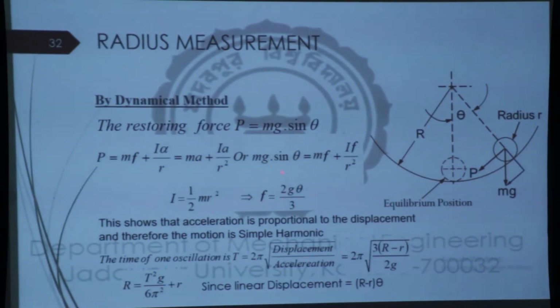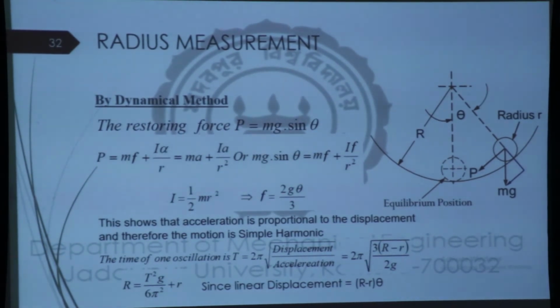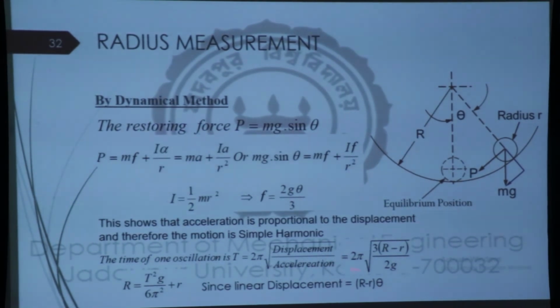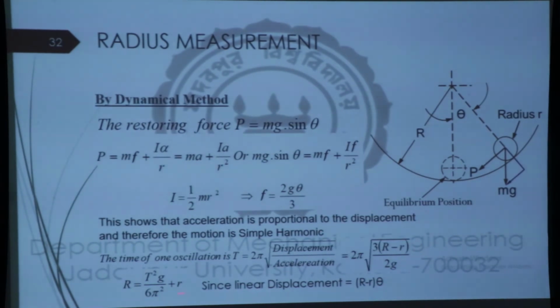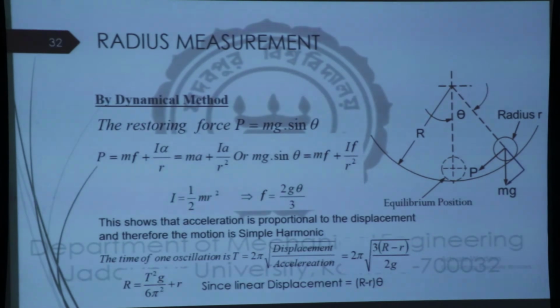So, since f is proportional to theta, acceleration proportional to theta means that it is executing simple harmonic motion. Knowing that the motion is simple harmonic, you can go for its time period expression. You apply this formula for the time period, expand it, and then you find out the radius. Please remember that this is another method of radius measurement.